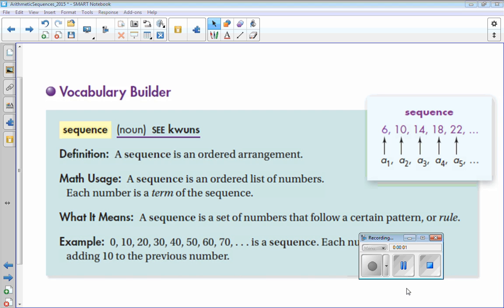So let's make a little background information here. What is a sequence? Well, I've written the definition as an ordered arrangement. You don't need to know that definition. I'm never going to ask you that definition.